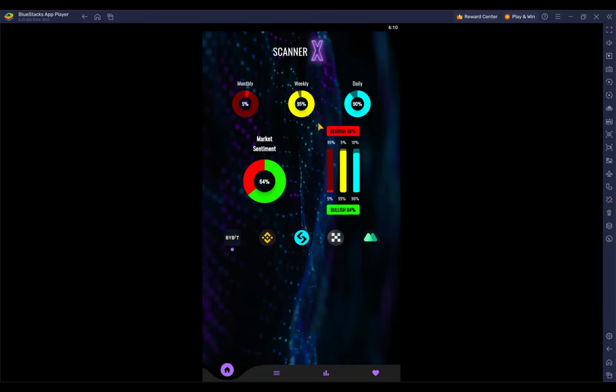And then what this does is it breaks it down into more detail. So you can see the red is going to be the monthly, the yellow is the weekly, and the blue is the daily. So right now you can see we're 95% bearish on the monthly, 5% bearish or 95% bullish on the weekly, and 90% bullish on the daily. And it gives us a score here. So our sentiment score at the moment is 36% bearish and 64% bullish, just because price is still underneath most of the monthly pivots.